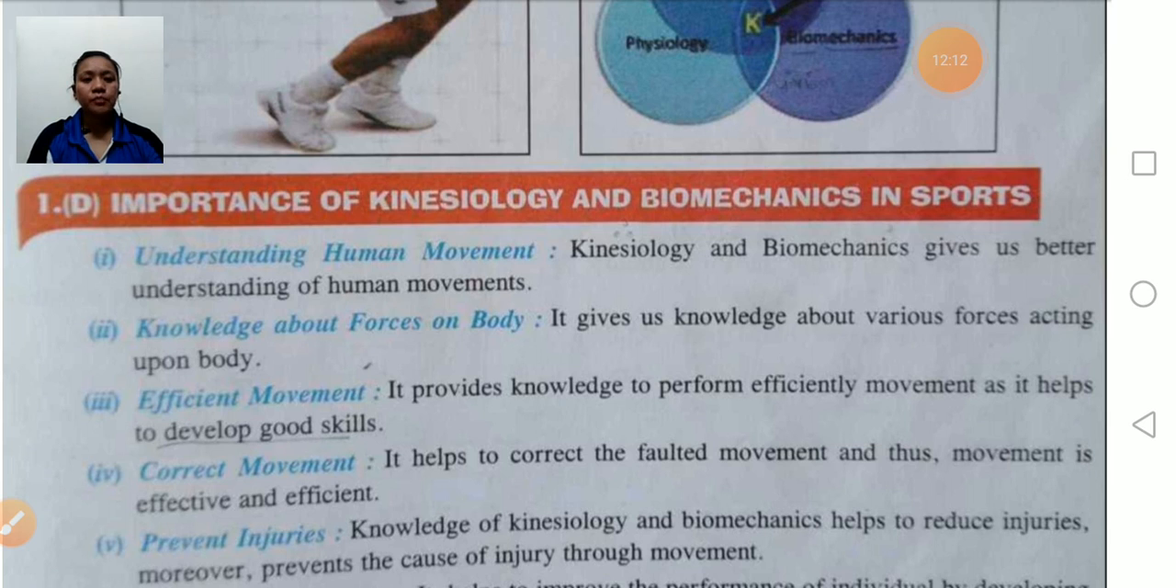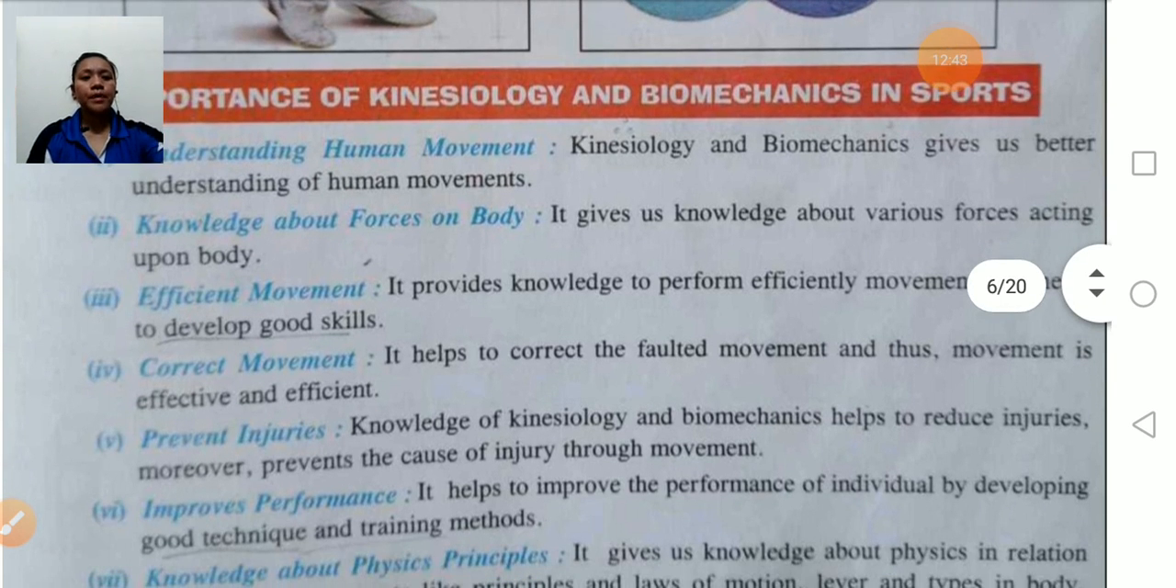Importance: what is the importance of kinesiology and biomechanics in sports? First is understanding human movement. Kinesiology and biomechanics help us know about human movement, how our body moves, and give knowledge about the various movements of the body. Knowledge about force on the body: it gives us knowledge about the various forces acting upon the body.